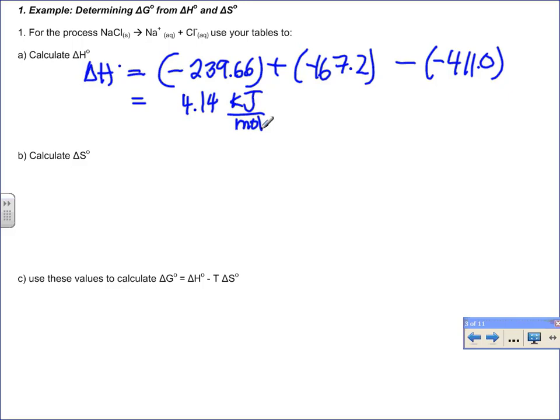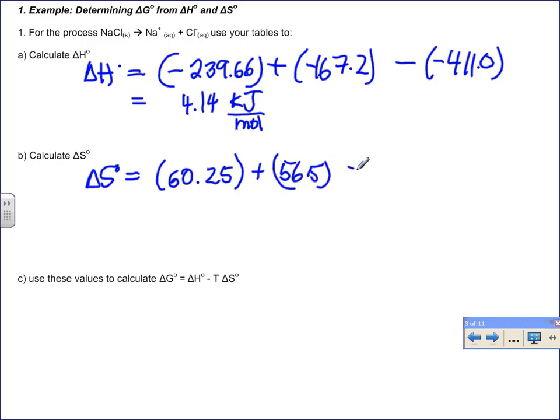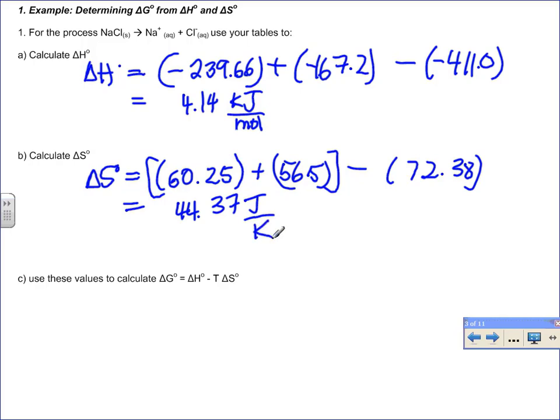Recall that for dissolving salts, sometimes they're exothermic and sometimes they're endothermic. It depends on the lattice energy of the salts and the amount of energy that's released when the ions interact with water. The delta S naught for this, also taken from the tables, is calculated in the same way. We take the entropies of the products and we subtract the entropies of the reactants. The units for this are joules per Kelvin, and for this process it's 44.37 joules per Kelvin.